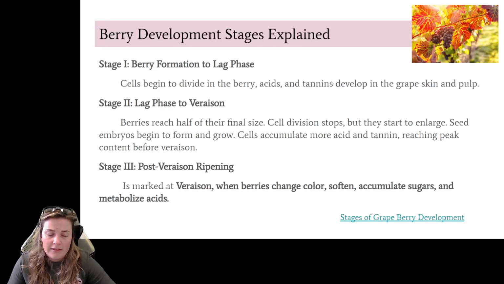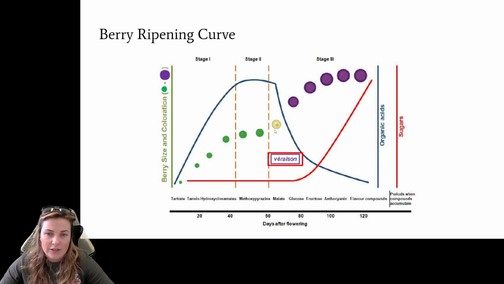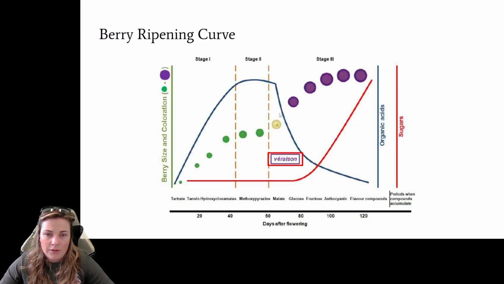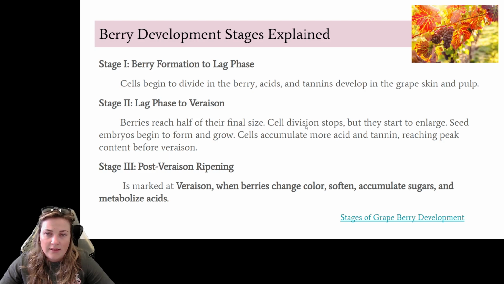Then I have the stages written out for you as well for your studying. Stage 1 is berry formation to lag phase. We have cell division, and acids and tannins develop in the grape skin and pulp. Then we have stage 2, which is lag phase to veraison, and stage 3, post-veraison ripening, right? In stage 2, they reach half of their size. Cell division stops, but they start to enlarge. Seed embryos begin to form and grow. Cells accumulate more acid and tannin. They will reach their peak content before veraison.